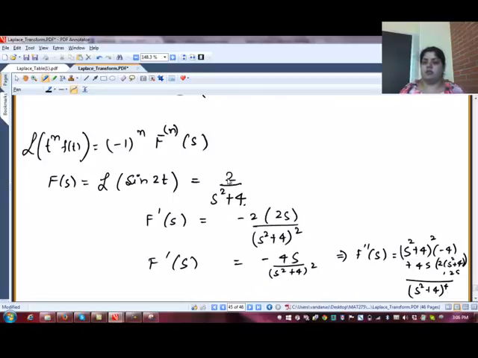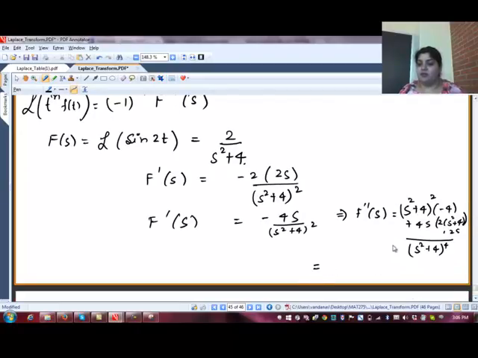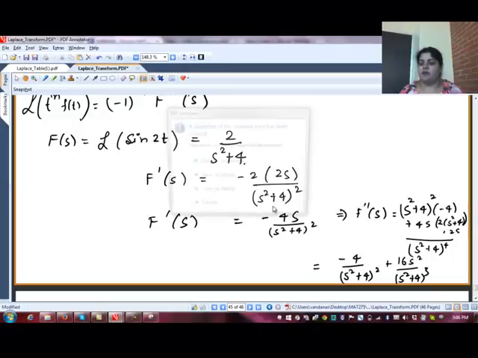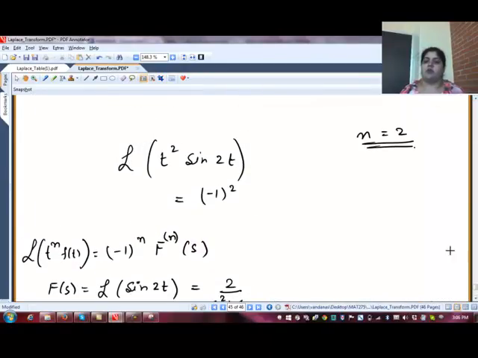So the answer for this, let's just simplify this. I'm kind of running in simplifying, still I have some time. So this one would be minus 4 over (s square plus 4) whole square, and this one I will cancel one of these terms, so 16s square over (s square plus 4) whole cube. Now this whole thing I will multiply by (-1) square, which is plus 1. So basically this is the answer.